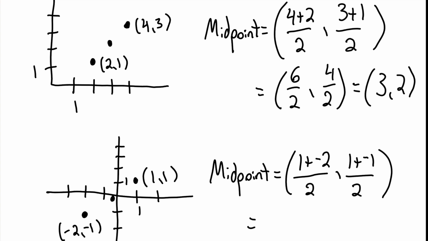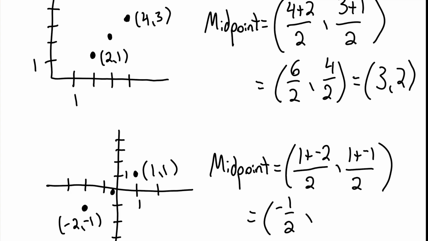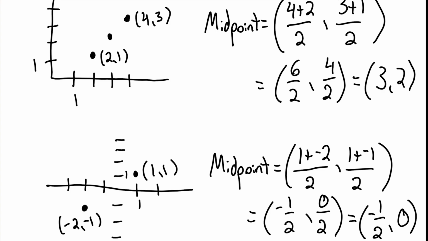So we will get -1 divided by 2, and we can't make that any simpler, so we'll just leave it as is, -1/2. And then over here we have 0 divided by 2, which will of course just be 0. So we end up with -1/2, 0, and this will be our midpoint. So a little bit off from where I was guessing here. So -1/2 right in between -1 and 0, and then on the y-axis we don't move at all, so we're at 0.